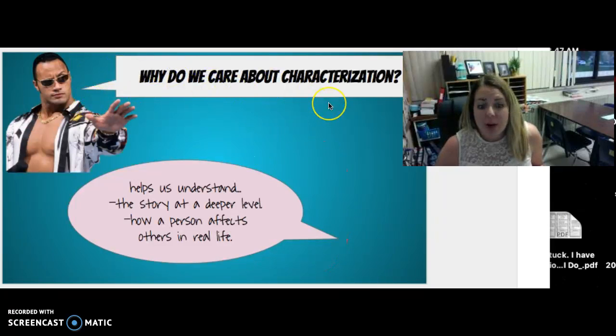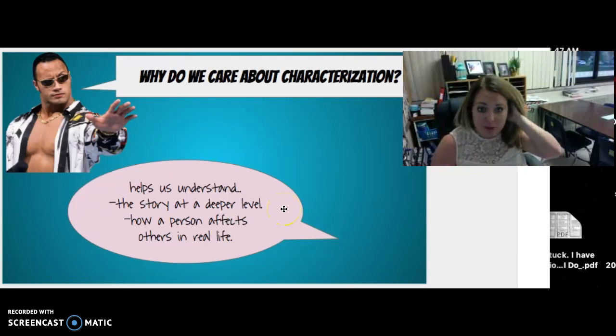So why do we care about characterization? The Rock wants to know. And long story short, we're doing this whole study right now on people and looking at how people change and grow and struggle. Well, we can learn a lot about people when we look at stories and we look at characters and how they behave. So it's going to help us understand not only the story at a deeper level, but also how a person affects others in real life.